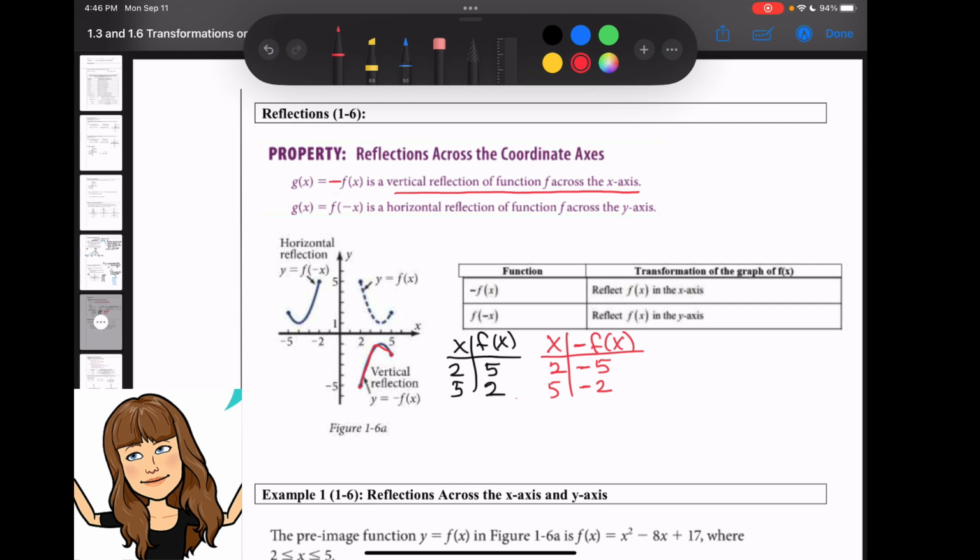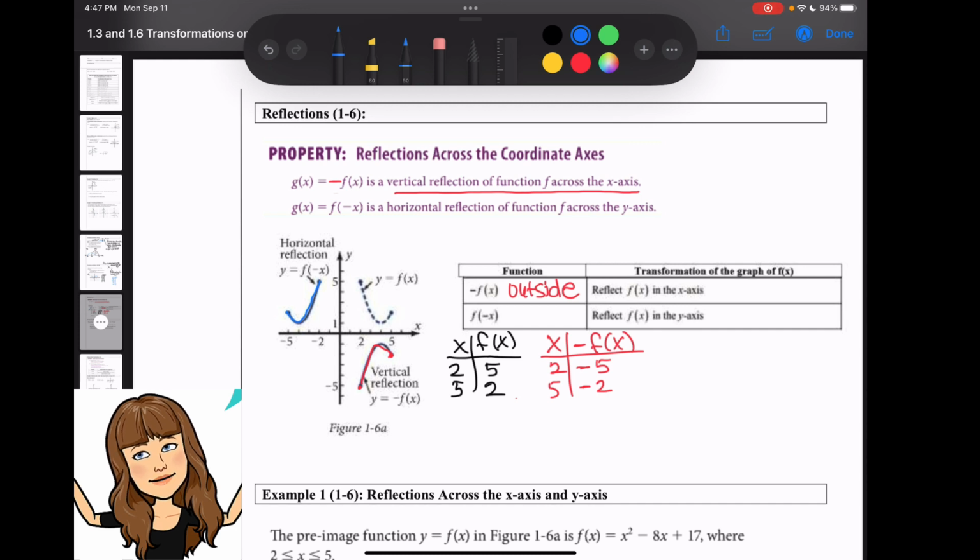Makes total sense that these are reflections in the x-axis. Okay, so that's this one here. And that is an outside transformation. All right, the other one is an inside transformation. And that one's actually over here in the second quadrant.